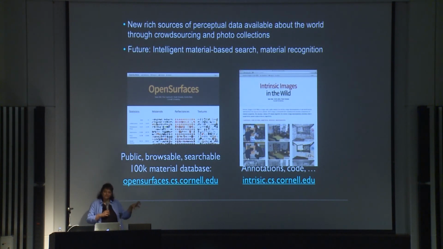All right, so to quickly summarize this part of the talk, thanks to crowdsourcing and photo collections, we really do have access to a wealth of information out there. And with crowdsourcing, we can get perceptual data. The fear has always been that maybe the quality of this data is a bit dodgy, but there are ways to get good data out, and that's, I think, really a wonderful thing to be able to do, because you can really scale. And in the future, we want to build intelligent material-based search, material recognition algorithms, et cetera. Both of these data sets are out there. For the intrinsic images, we've put the annotations in the code, et cetera.